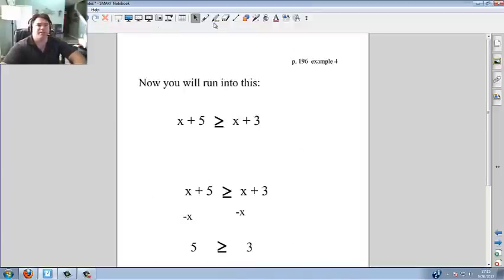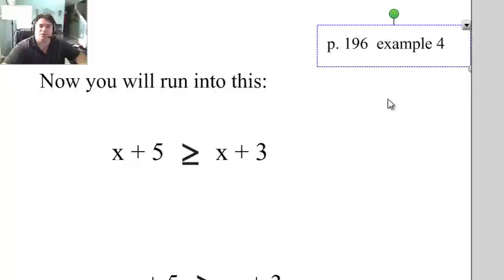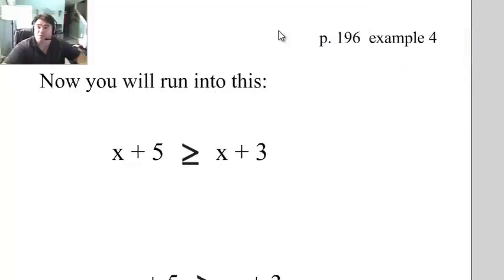Now you might run into this. Let's take a look. x plus 5 is greater or equal to x plus 3. To get rid of the x, I have to minus x. If I minus x from one side, I have to do it to the other. But notice how these disappear, leaving just the 5 and the 3. Oh, and by the way, you can follow along on page 196, example 4 if you need. Well, the question is, is 5 greater or equal to 3? And the answer is yes, and it's always going to be yes.